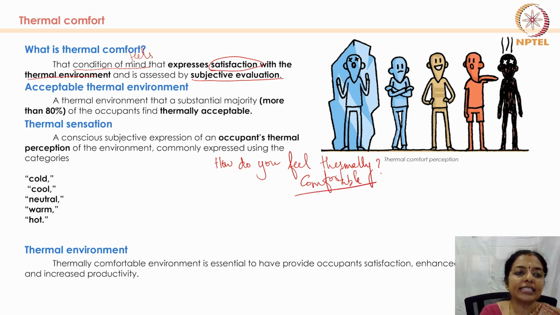Then what is an acceptable thermal environment? A thermal environment that most people, meaning more than 80% of the occupants, should feel is thermally acceptable. That is the definition of thermal comfort. An environment where at least 80% or more than 80% of people feel comfortable is known as a thermally comfortable environment.